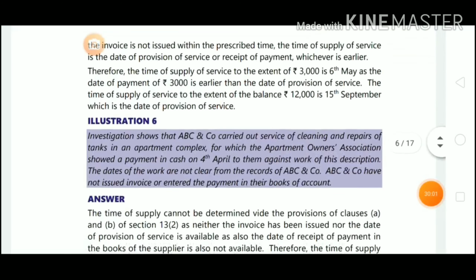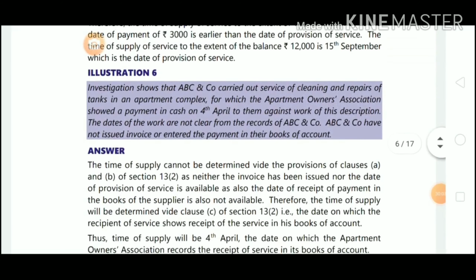Now come to question number illustration 6. Investigation shows that ABC and Company carried out service of cleaning and repairs of tanks in an apartment complex, for which the Apartment Owners Association showed a payment in cash on 4th April to them against work of this description. The dates of the work are not clear from the records of ABC and Company. ABC and Company have not issued invoice or entered the payment in their books of account.